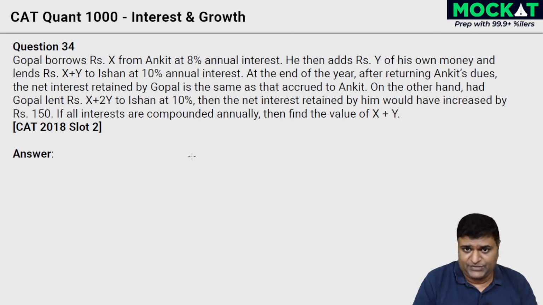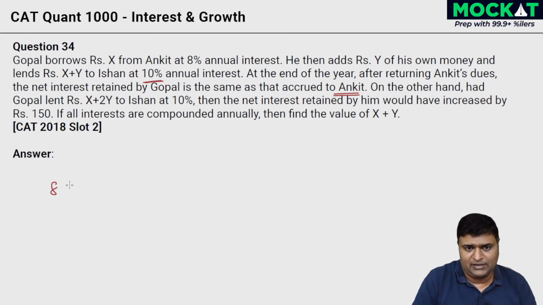Gopal borrows rupees X from Ankit at 8% annual interest. He then adds rupees Y of his own money and lends rupees X plus Y to Ishan at 10% annual interest. Now I borrowed X and I have to return 8% of that. I'm giving another Y rupees of my own along with that X at 10%, right? I'm getting a profit of 2% on X and the full 10% of Y. At the end of the year, after returning Ankit's dues, which is 8% of what was borrowed, the net interest retained by Gopal is the same as that accrued to Ankit.